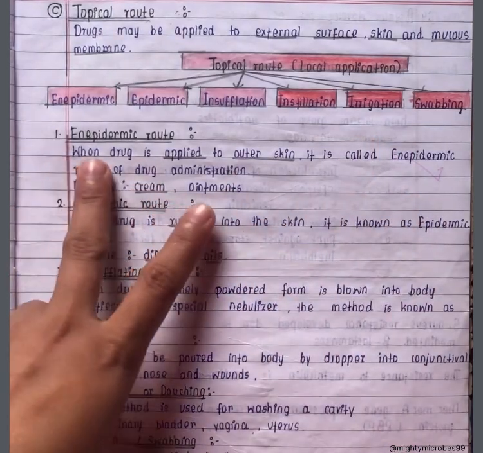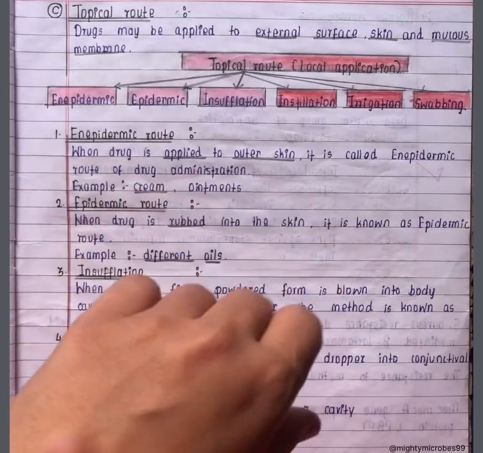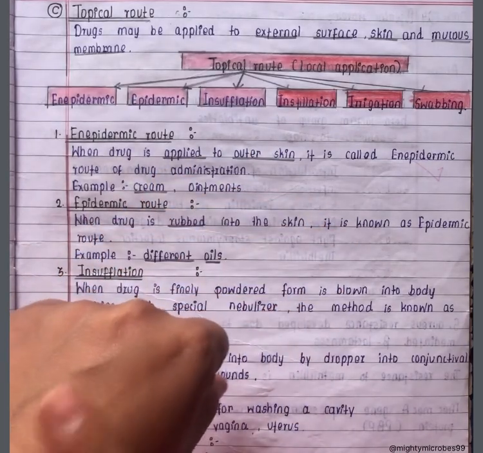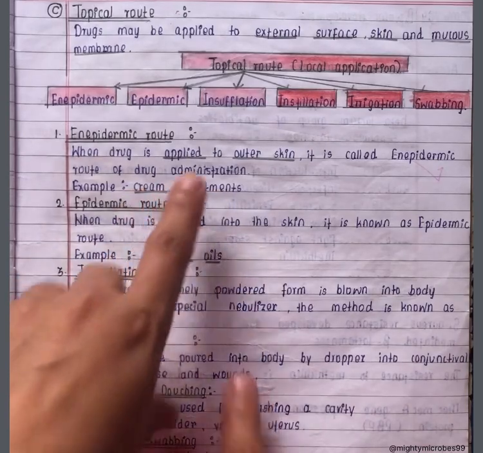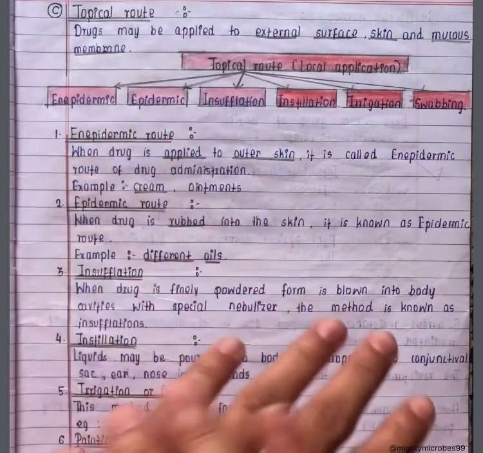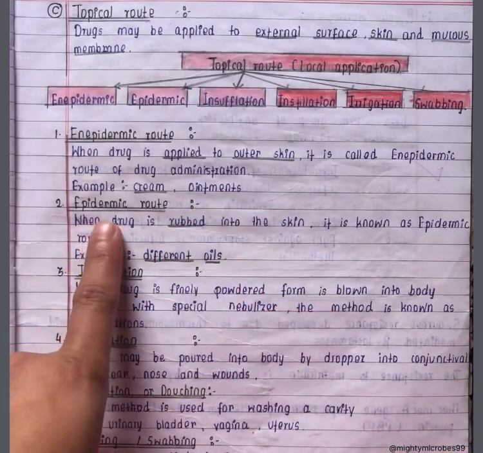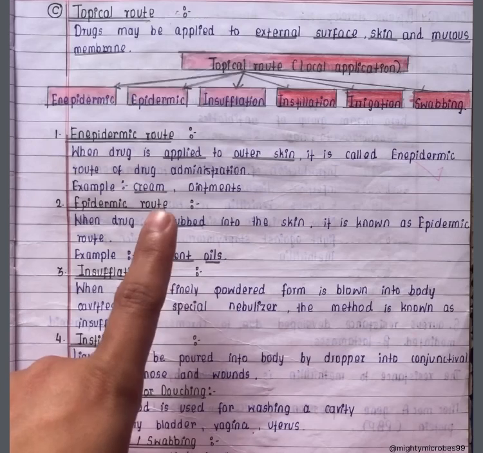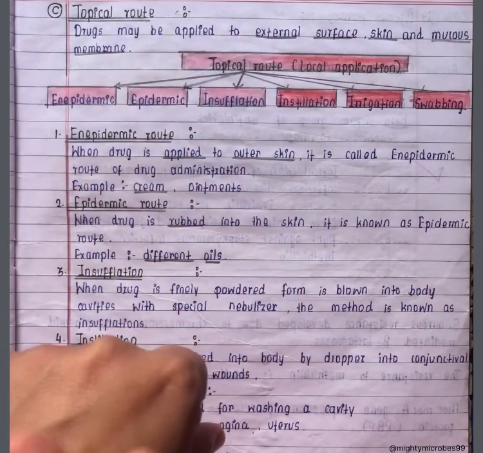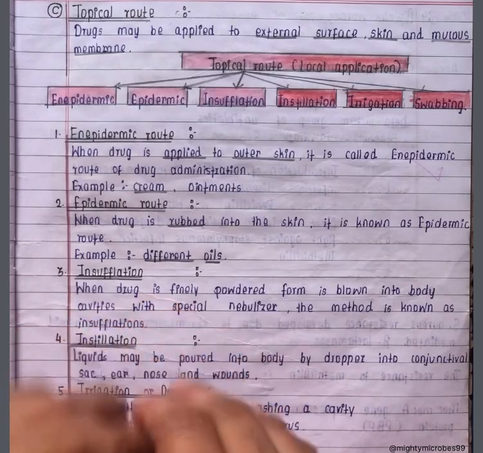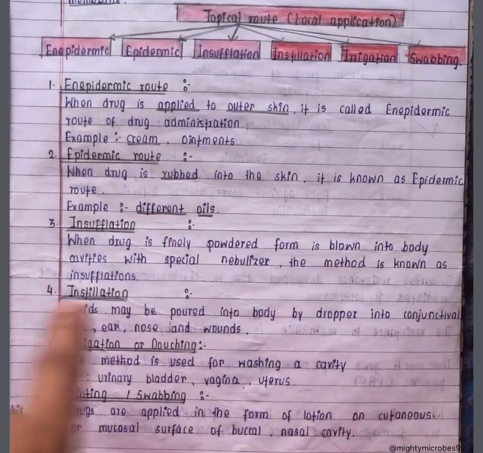In the epidermic route the drug is applied to the outer skin. We can give the example of cream, where the cream is applied to the outer skin. The next one is inunction. Here the drug is rubbed on the skin. An example is different oils. So the next is insufflation.